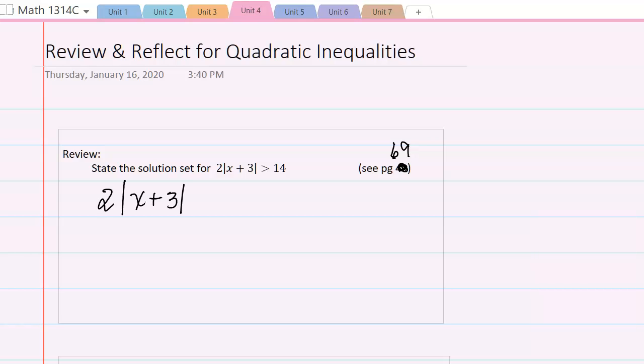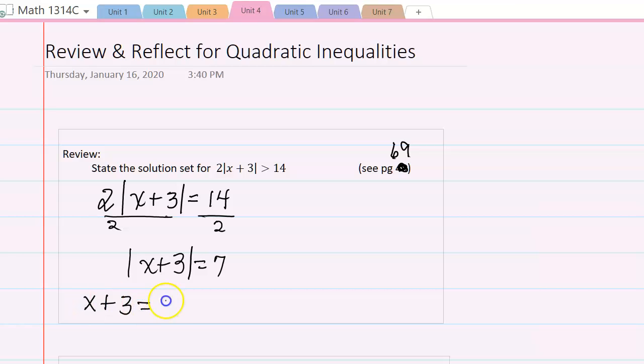To solve the absolute value inequality, first we need to solve the absolute value equation of 2 times the absolute value of x plus 3 is equal to 14. First we need to isolate the absolute value. In other words, we need to divide both sides by 2 to get on the left side the absolute value of x plus 3 is equal to 7. Now we can separate this problem into two parts: the stuff inside equals 7 and the negative stuff inside is equal to 7.